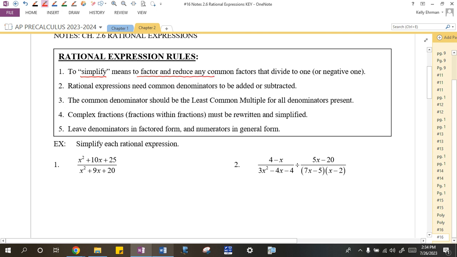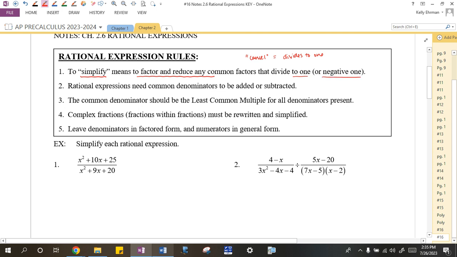Now, when we say reduce, we're used to just saying, oh, there's an x plus 5 on the top and the bottom. I can cancel those out. Remember that cancel, just a friendly reminder here, cancel means that something divides to 1. Like x plus 1 divided by x plus 1 divides to 1. That's why we can cancel that. Or it could be that you divide to -1. We'll see some examples of that too.